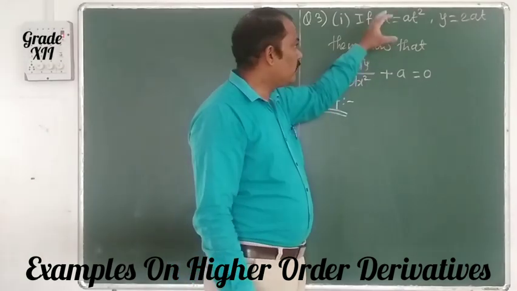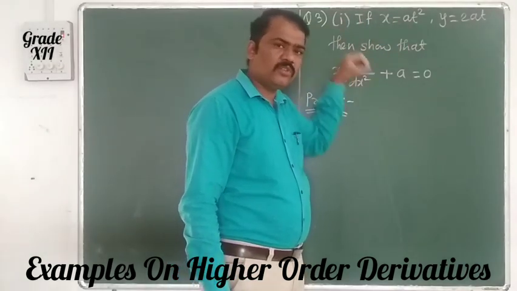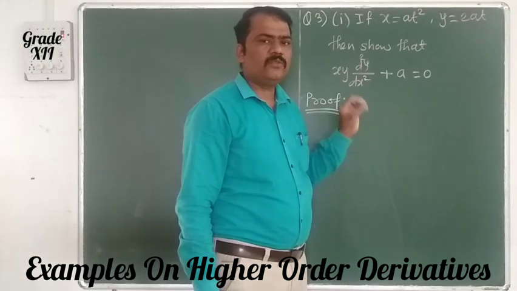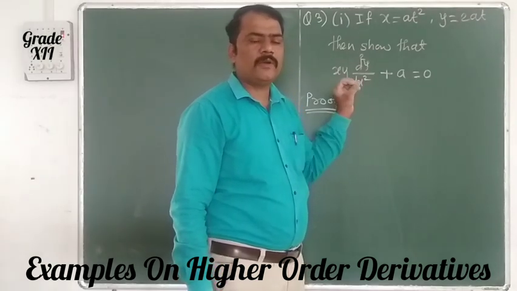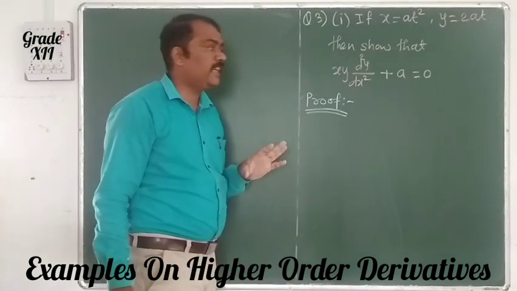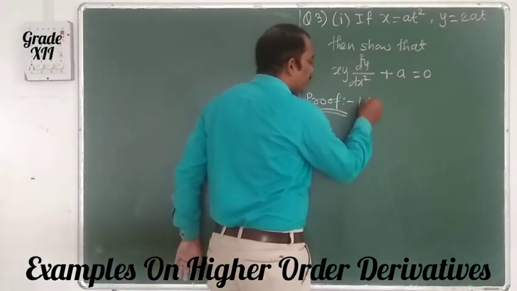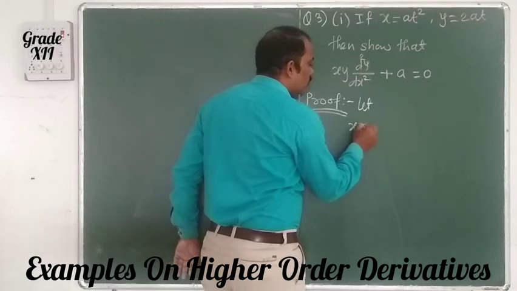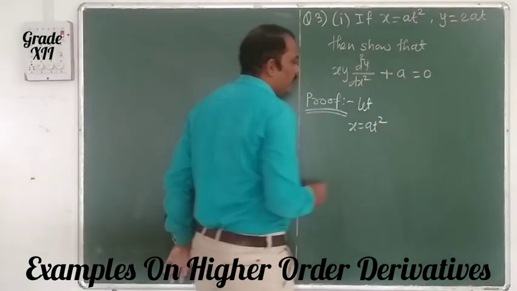Why? When the question is given, we have to know the answer 100%. You have to know how to solve this, so that we get the full marks and the full credit. So let x is equal to at square.